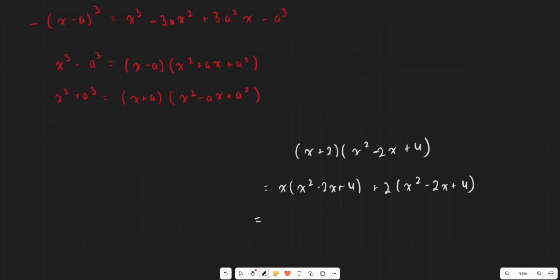First let's distribute the x. So x times each term: x times x squared, which is x cubed, x times minus 2x, which is minus 2x squared, and then x times 4, which is plus 4x. Now let's distribute the 2 between these three terms. 2 times x squared is positive 2x squared. 2 times minus 2x is minus 4x. And then 2 times 4 is positive 8.